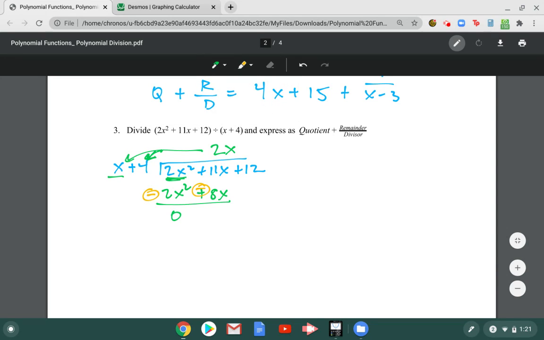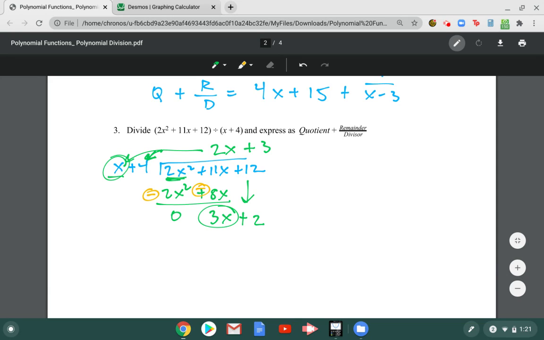And then 11x minus 8x, that's going to be 3x. Bring down the next term, plus 12. Now we do it again. That first term compared to this first term. What am I missing to go from an x to a 3x? I'm missing a positive 3, so plus 3.